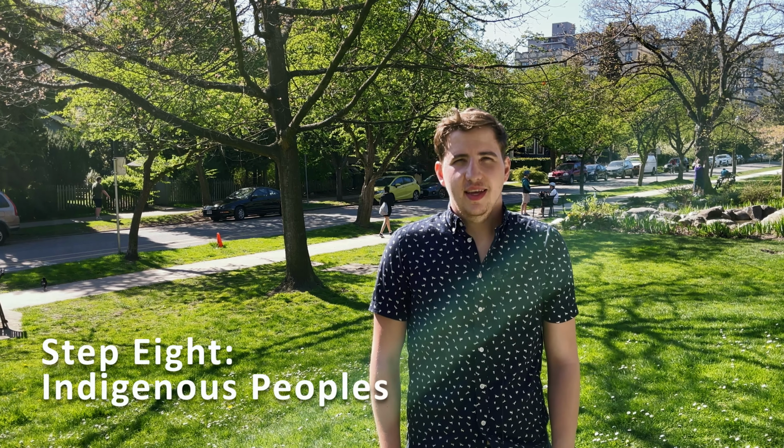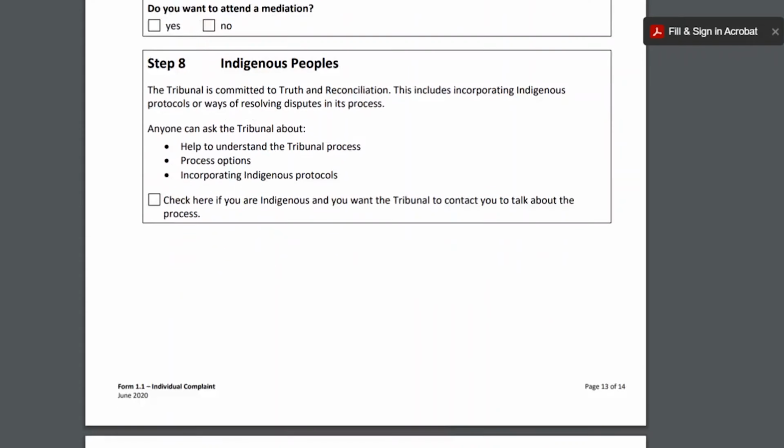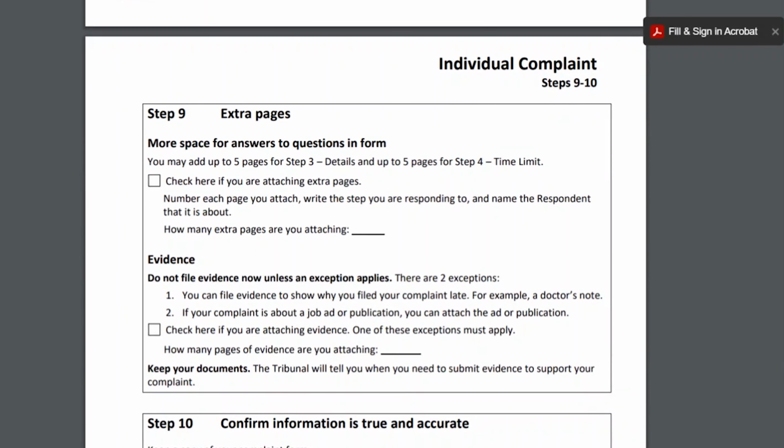Step 8, Indigenous Peoples. This section asks whether or not you are Indigenous. If you are not, skip this step. If you are Indigenous and have more questions about the process and would like to speak with somebody at the tribunal, check the box.